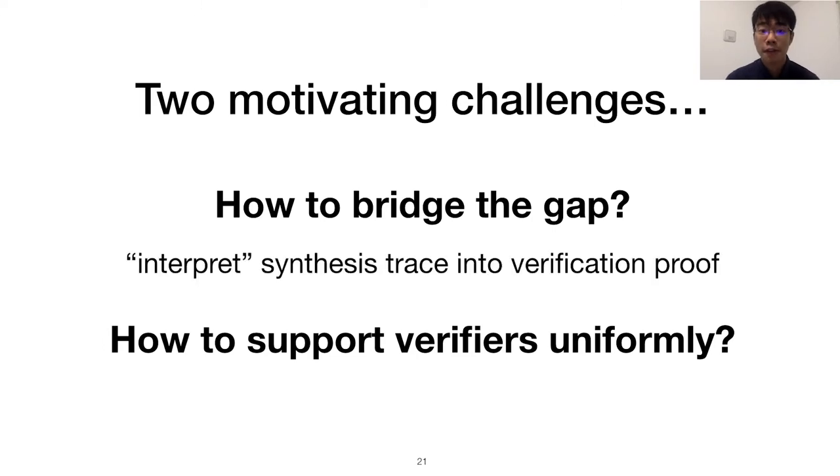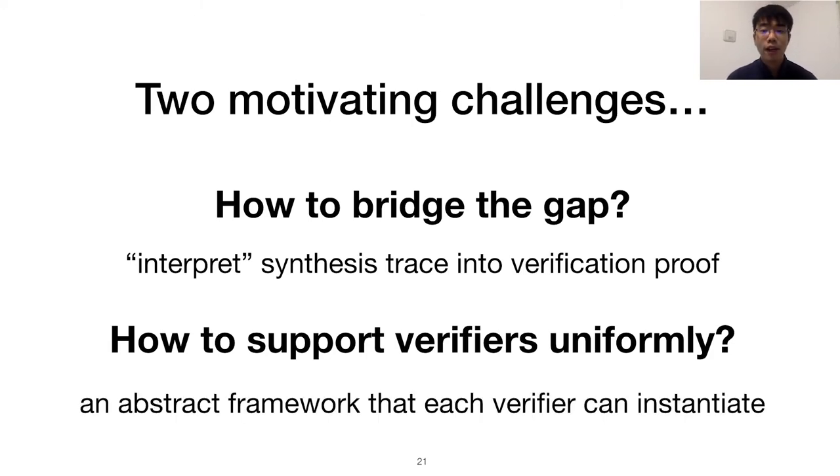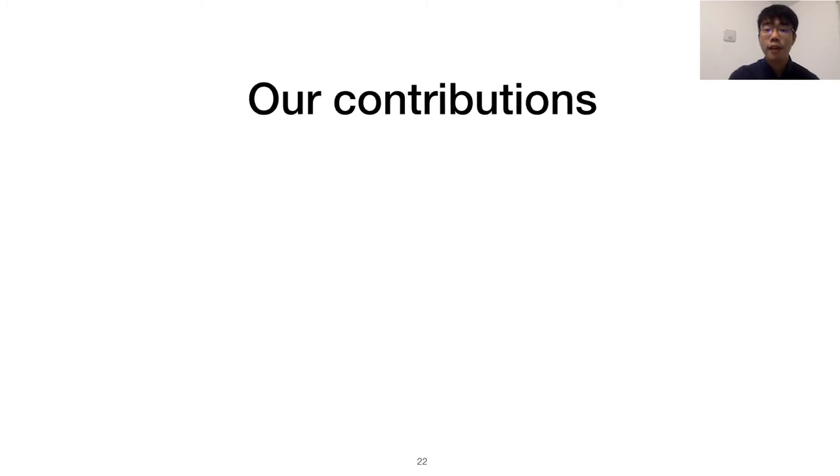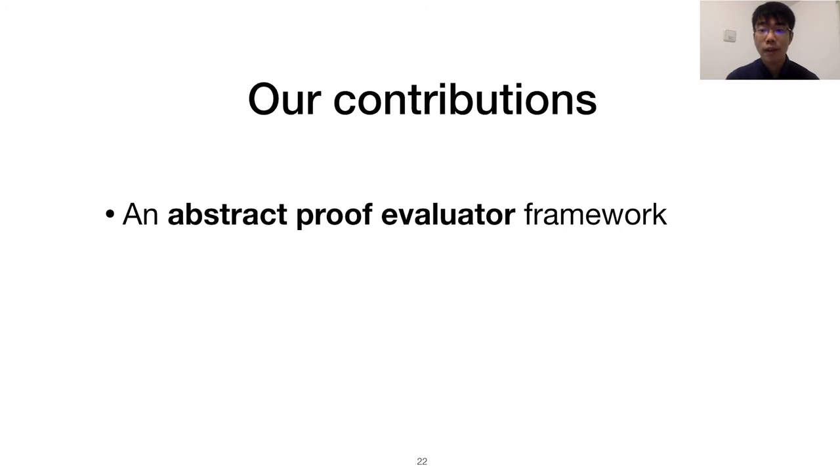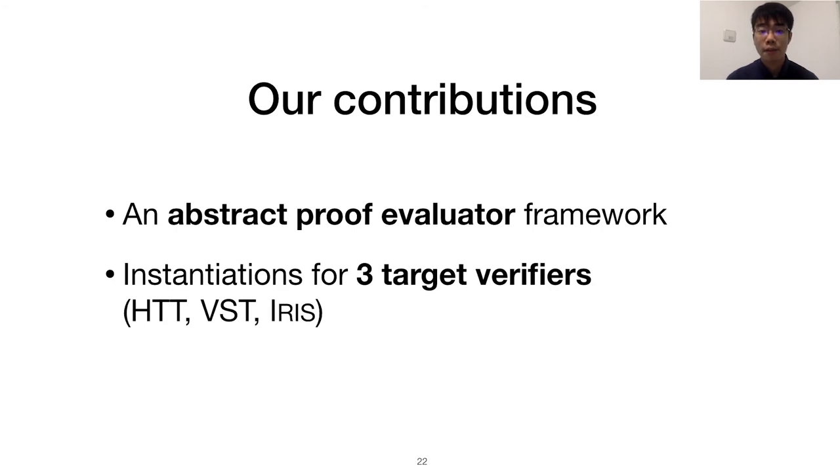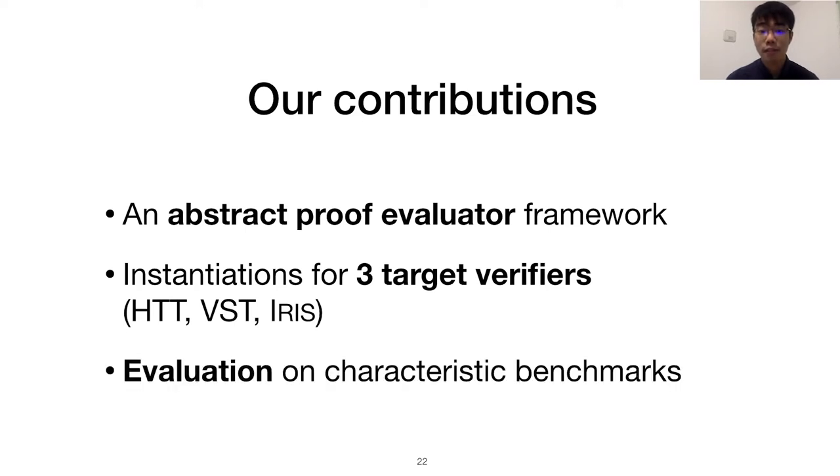To overcome the synthesis verification gap, we need a way to interpret synthesis proofs into verification ones. And to remain verifier agnostic, it must be an abstract framework that multiple target verifiers can instantiate. For these reasons, we present a design for an abstract proof evaluator that interprets a synthesis trace into a machine-checkable proof certificate. We then demonstrate the generality of the evaluator's design by instantiating this abstract evaluator for the three verifiers, HTT, VST, and Iris. And finally, we apply this technique to certify Suslik's synthesis of characteristic benchmark programs.